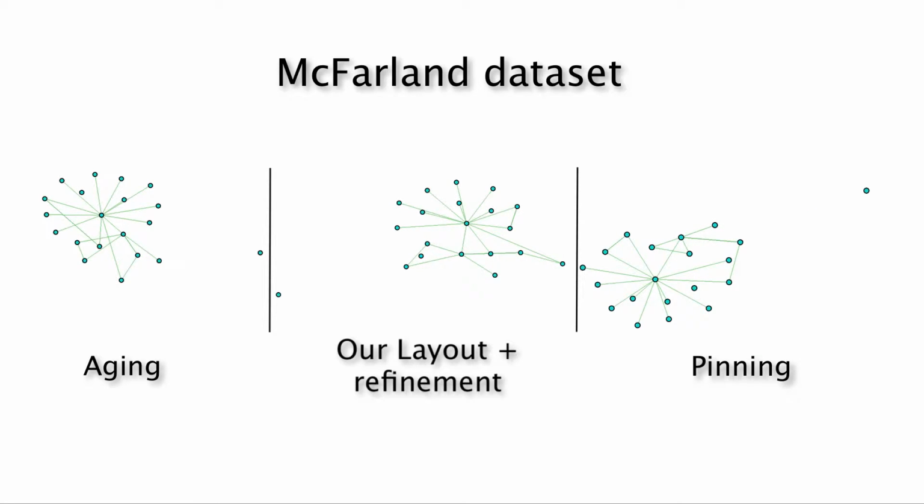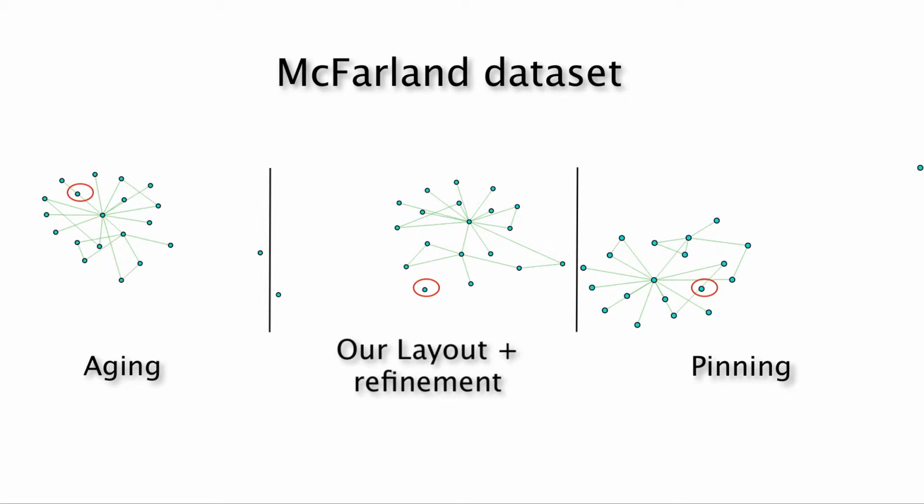As the video plays, notice how the node is highlighted by a red ring. In our layout, the node shifts away from the graph, making it easy to read, while in the other two layouts, the node is placed in a location where it is easily mistaken as a connected node.